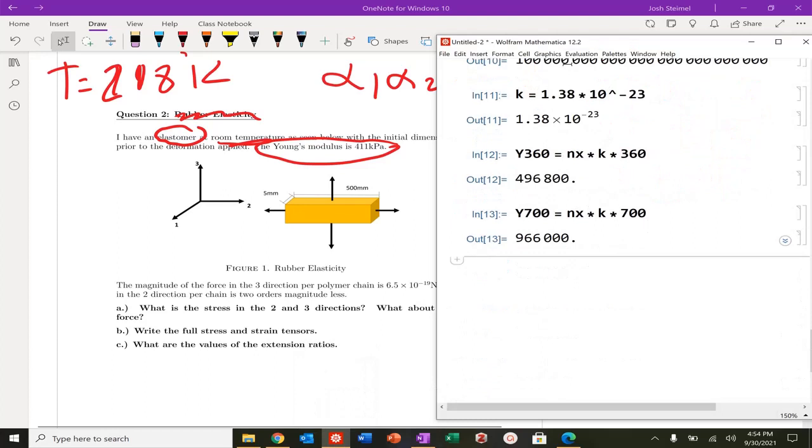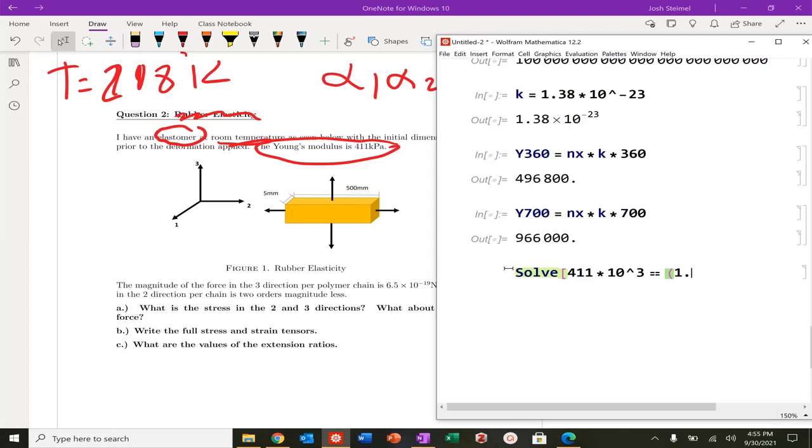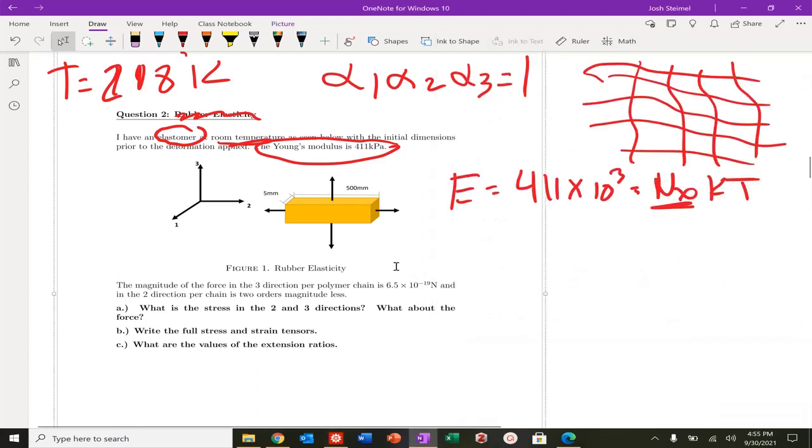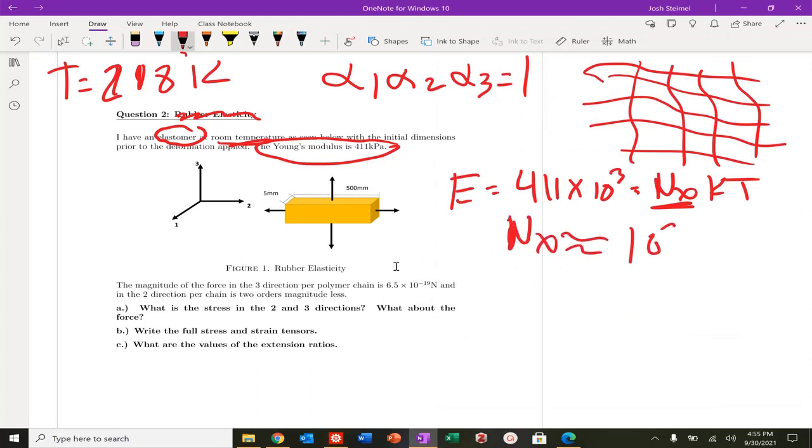Because we could show off our knowledge. So I'm going to quit my kernel and just solve for this. Solve 411 times 10 to the 3, set equal to 1.38 times 10 to the minus 23, times n sub x, times 298. And close it up. And what do we get? Our n sub x is on the order of around 10 to the 26 crosslinks per meter cubed.